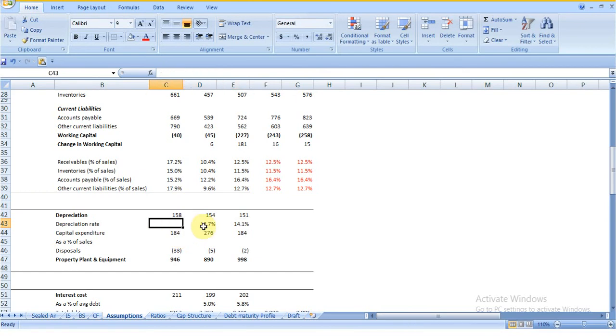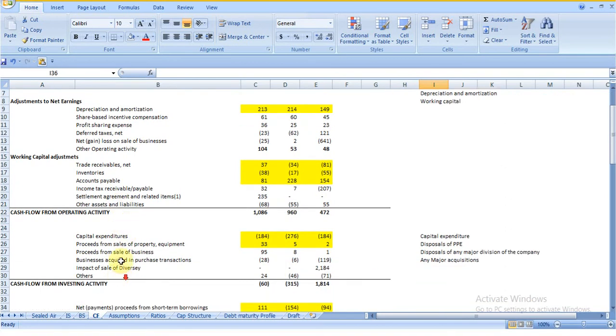We take the depreciation amount divided by the last year capex plus the capital expenditure that happened in that particular year plus the disposables the company has done. It is basically negative. We have kept the disposables negative, so when we keep it as plus, it is going to be deducted from the property, plant and equipment. So this way I got a depreciation rate of 12.7%, and for 2017 it is 14.1%.